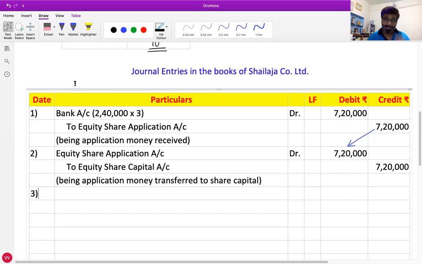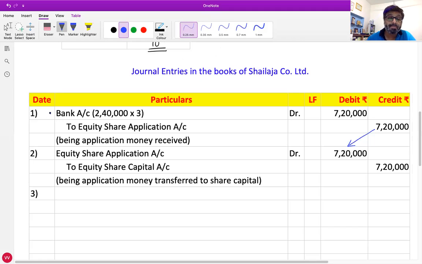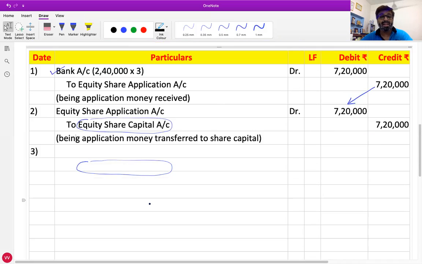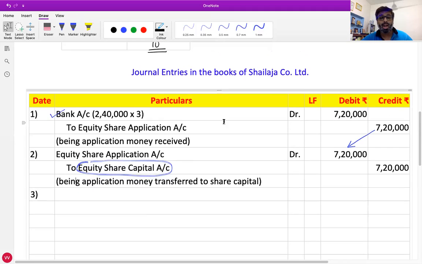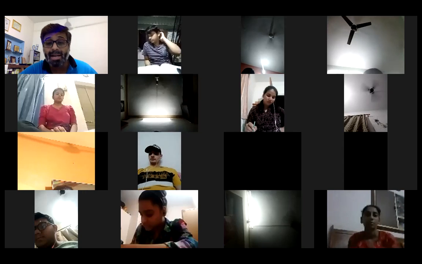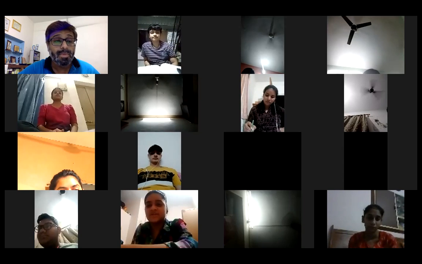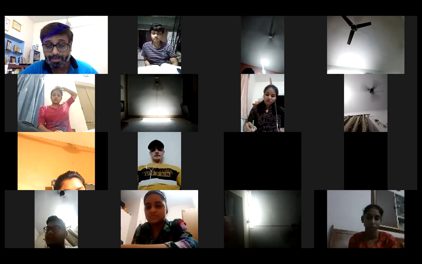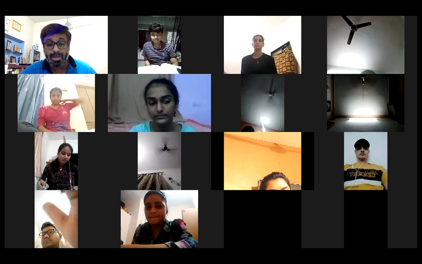Raise your hand who is still writing it. All of you have written it? Yes. Okay. Anyone having any doubts with these two entries? Raise your hand. So once again, in application, first we receive the money and then we transfer to share capital. Now in allotment, we will do reverse. First, we will transfer to share capital and then we will receive the money. Did you all understand this? Yes. Okay. So write down third entry.